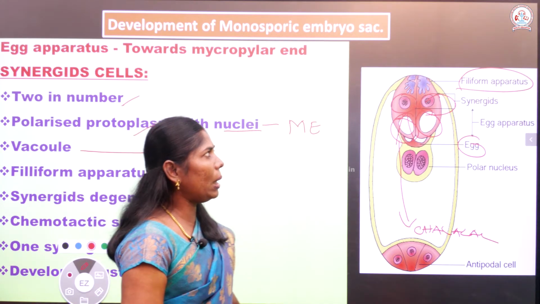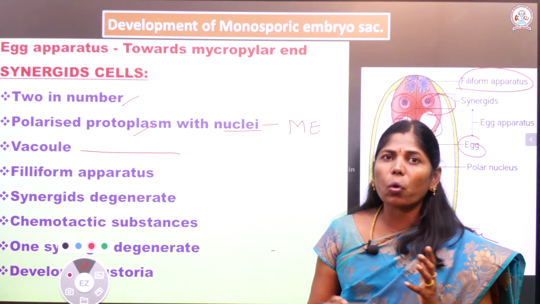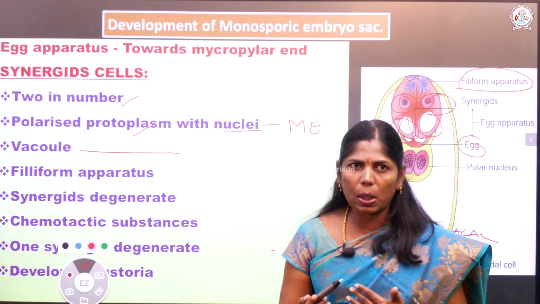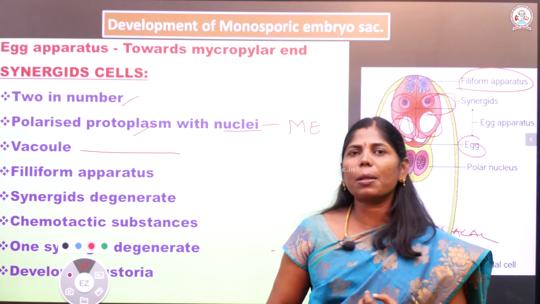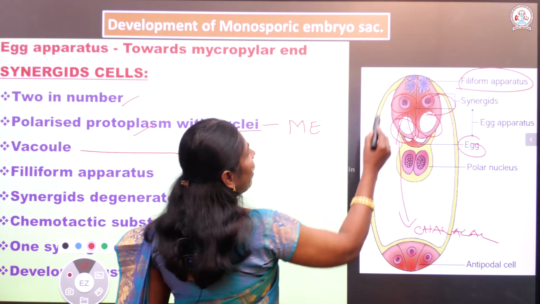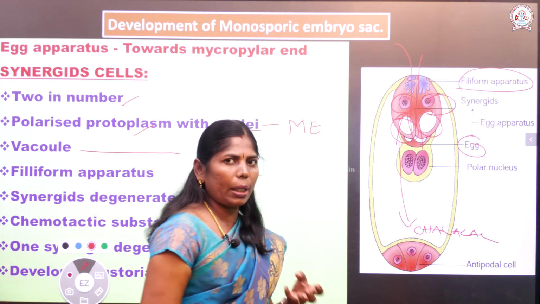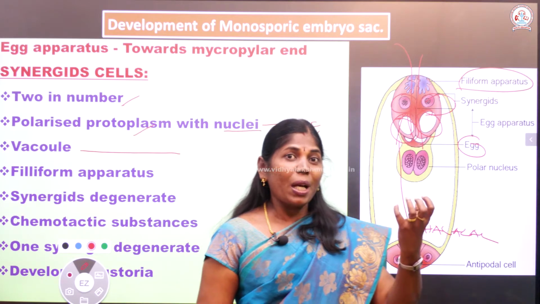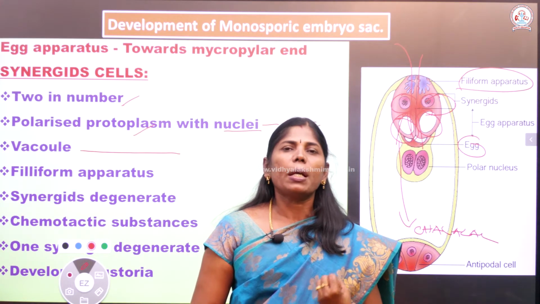Not only that, it secretes some chemotactic substance, or we can say chemotropic substance. That substance attracts the pollen tube towards the embryo sac during fertilization.